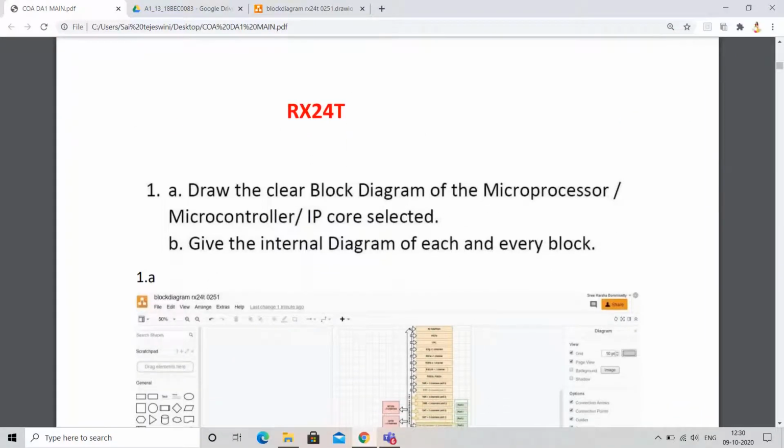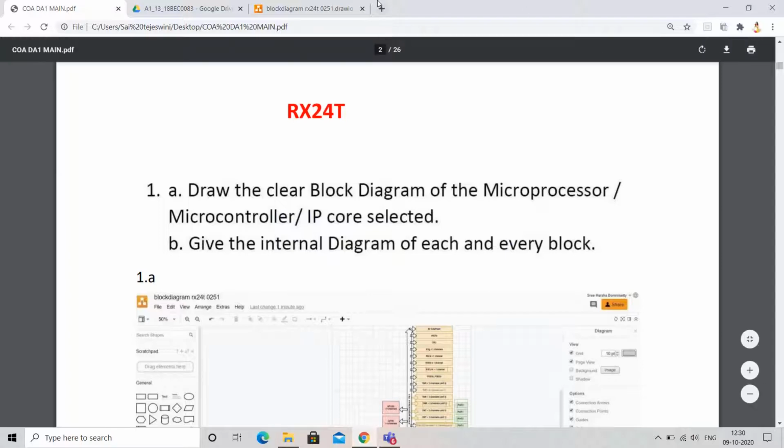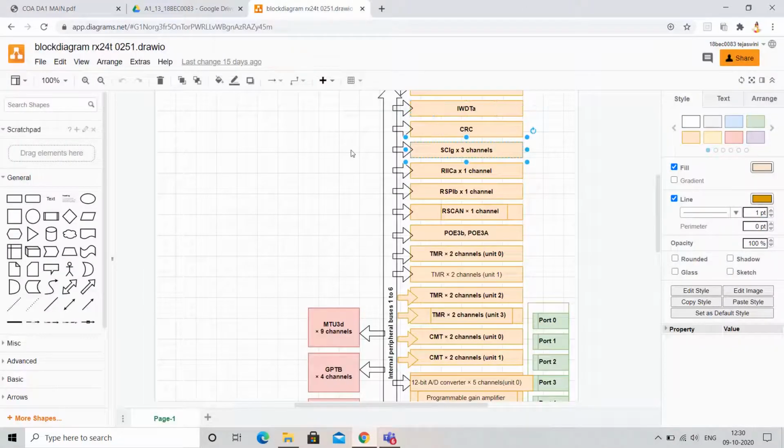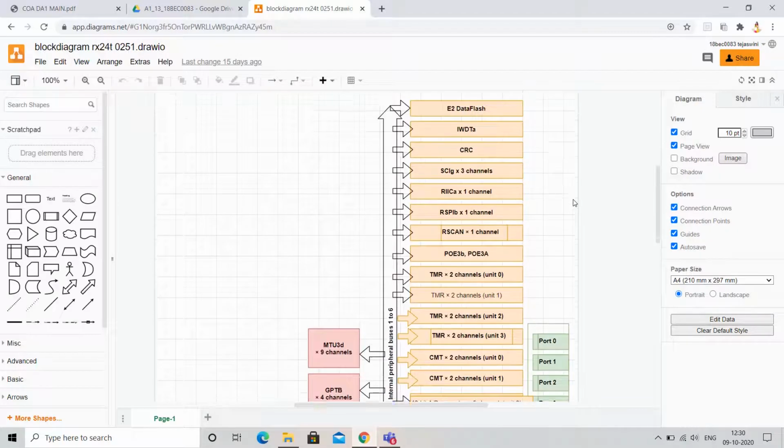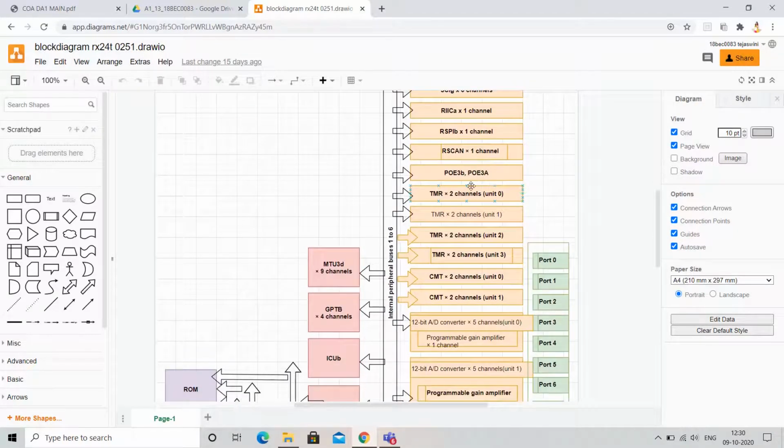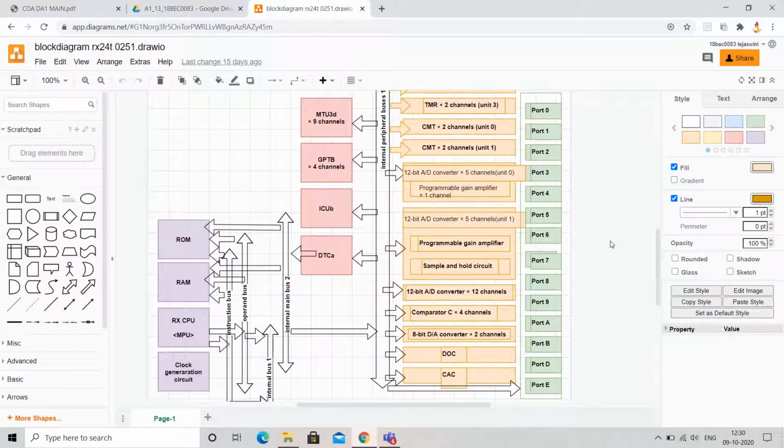Draw the clear block diagram of the microprocessor, microcontroller or IP core selected. This is the block diagram of RX2040. This is drawn using the draw.io tool. Here you can see the block diagram of the microcontroller selected.